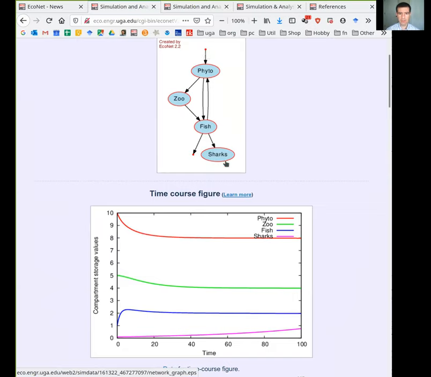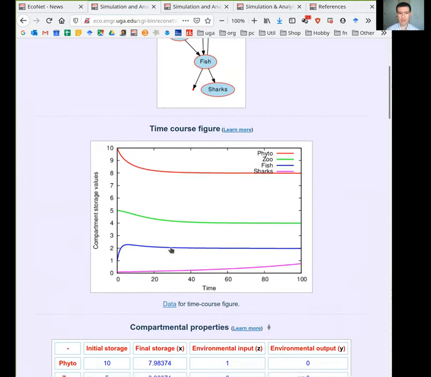And now one thing here, it looks nice, but there's no output from sharks, meaning that things are going to accumulate at sharks, and it might just get out of hand over time. And as you see in the time course figure, these two appear to be at steady state, but sharks kind of keep increasing, right?